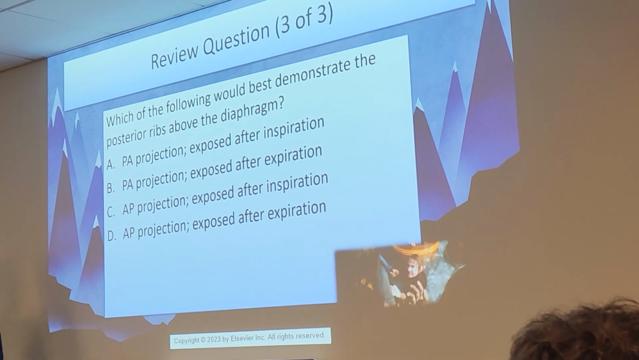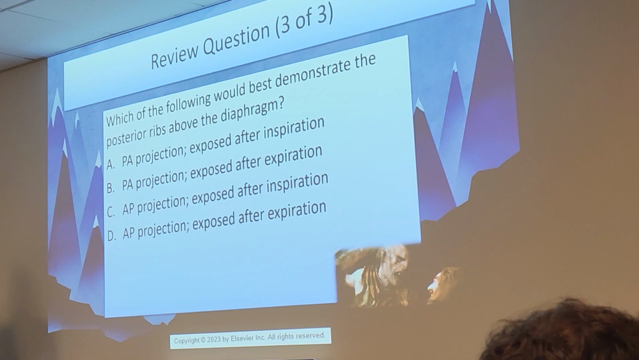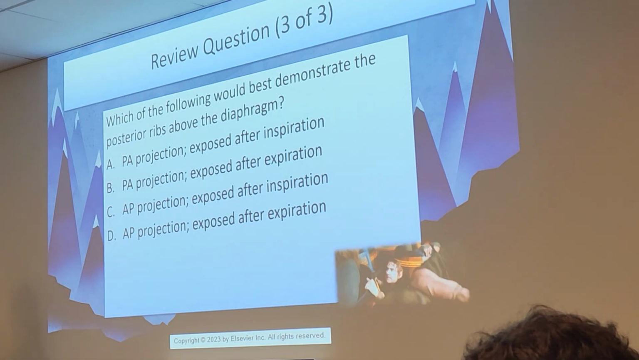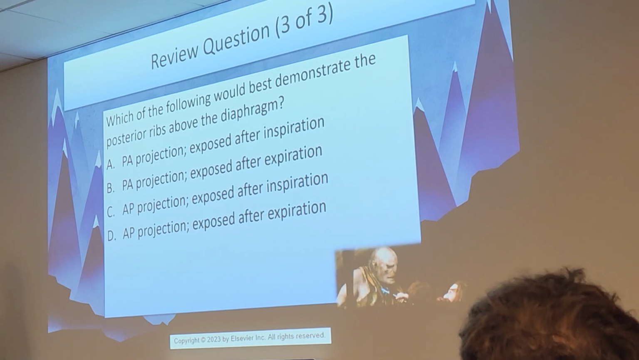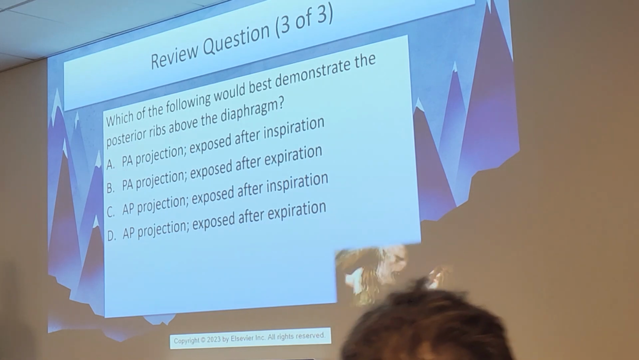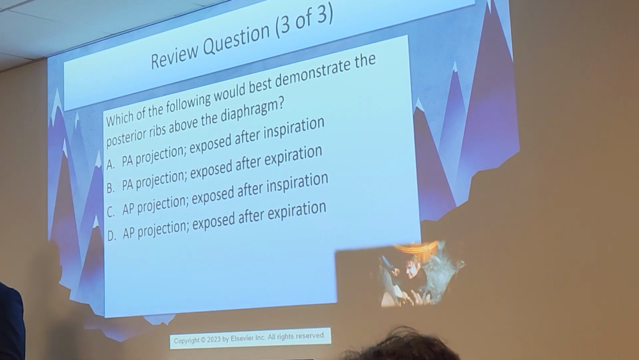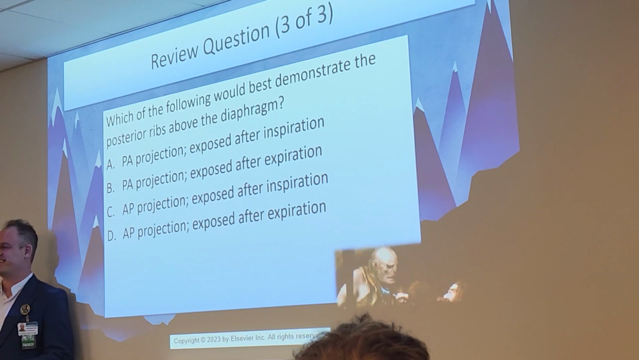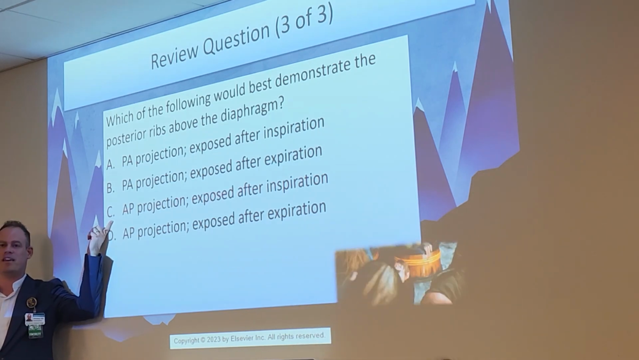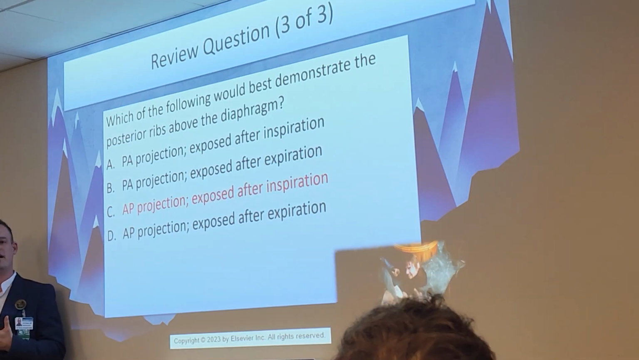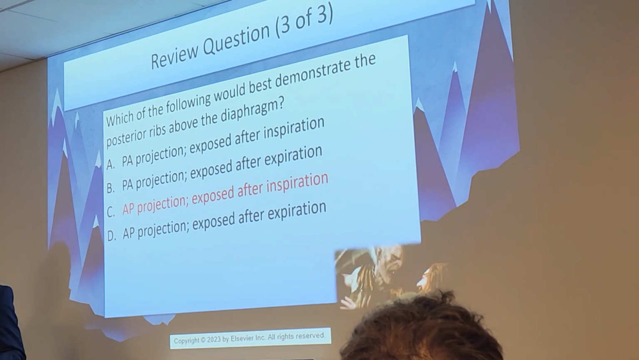Which of the following would best demonstrate the posterior ribs above the diaphragm? That's a good critical thinking question. Be careful. Posterior ribs, look at your key words. Posterior ribs above the diaphragm. We've got a lot of C's. Are we in agreement it's C? And it is AP inspiration. That's your AP upper ribs. That shows the posterior ribs above the diaphragm, so push the diaphragm down.